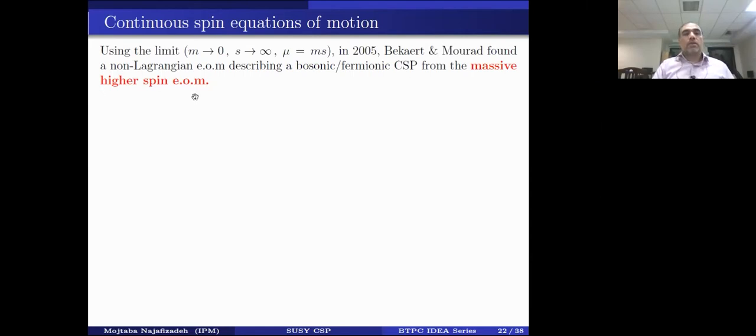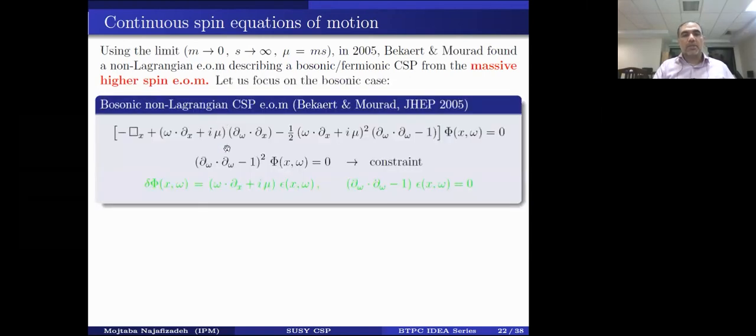Then they applied this limit, and they could obtain this equation of motion for continuous spin particle, for CSP. But this equation has a constraint on the gauge field, on this field, which is this. This is a constraint. This equation has also a gauge symmetry, and also its gauge parameter has a constraint.